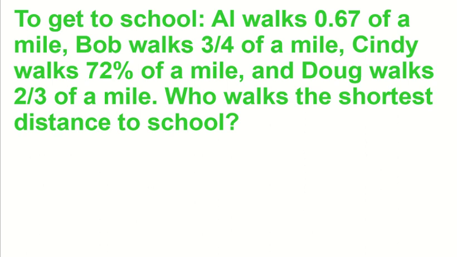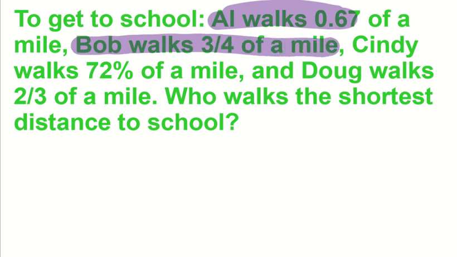So Al, we already said Al is good. So Al, 6.7. For the next one, Bob, we got a fraction. What do you want to do for Bob? To change a fraction to a decimal, anybody remember what to do? Numerator divided by denominator. So your numerator on the inside, denominator on the outside.